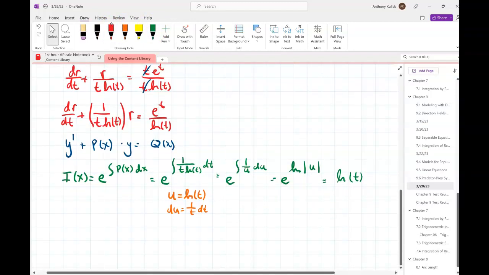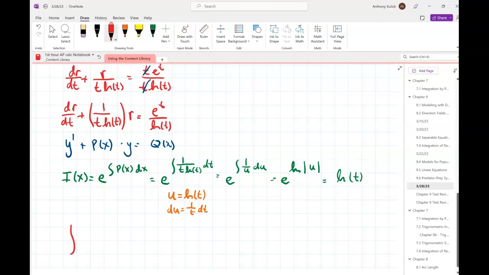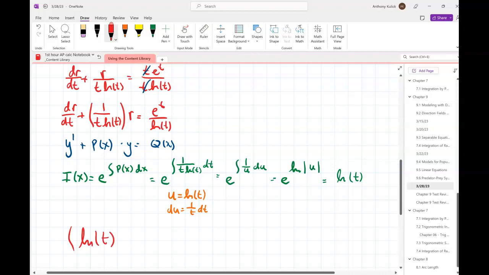Here's why you're going to have an issue if you keep it. So let me just show you for a second. Now I will rewrite this. The left-hand side is becoming the natural log of t. That's my I of x. Well, let's write it this way.